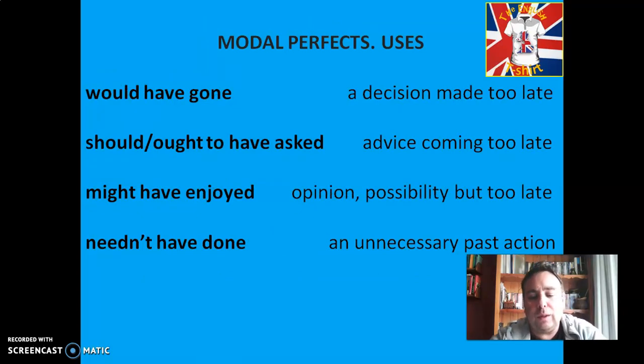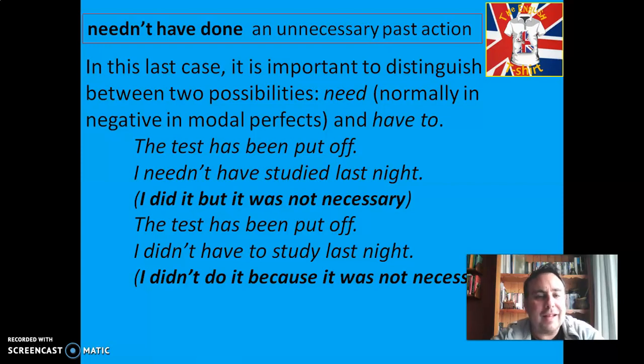Regarding uses, we use would when we talk about a decision made too late, should or ought to when it refers to an advice coming too late, might regarding an opinion or possibility but too late, and needn't for talking about an unnecessary past action. We are going to talk about this last one. In this last case, it is important to distinguish between two possibilities. Need, normally in negative in modal perfects, and have to.